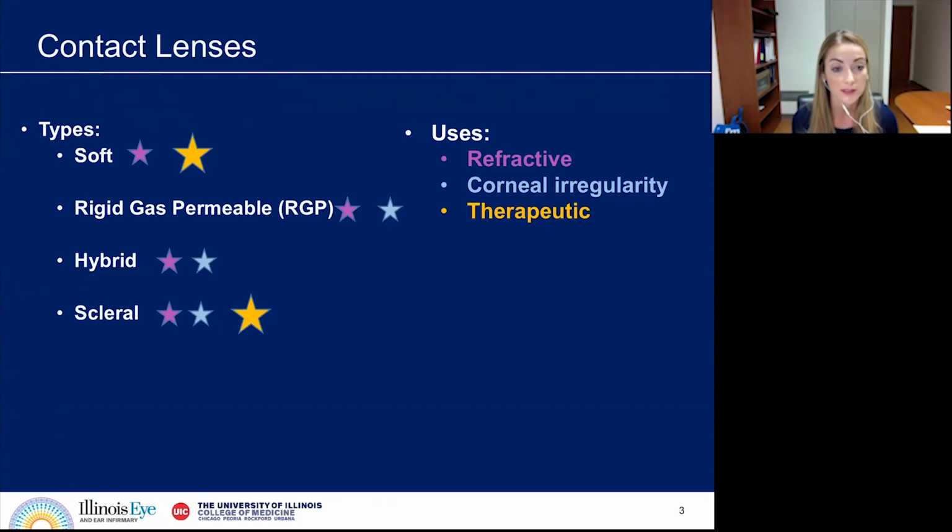A hybrid lens is similar to the RGP. It provides the optics of the RGP because it has the RGP center, but it has a soft skirt, so it has the comfort of the soft skirt as well.